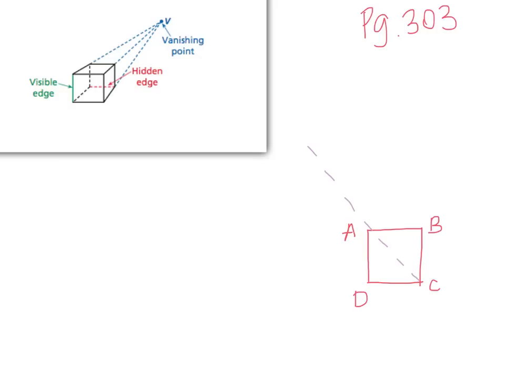And now I'm going to do the same thing from point B, but I want to connect it up to here. So I'm going to have to do this at sort of an angle. And then the same thing with D. So this point right here is our vanishing point. So let's label that V for vanishing point.